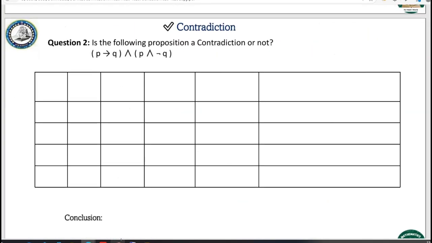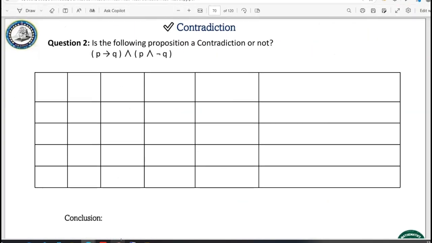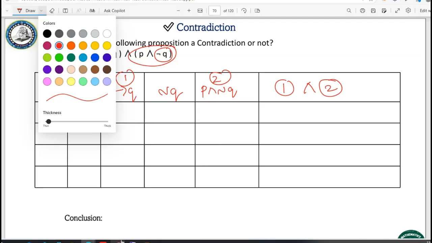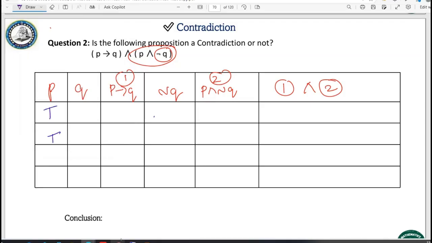Then next problem we have again. The next one is: is the following proposition a contradiction or not? We have to check. It is P and Q, P implies Q. Then the second bracket we have negation Q, and then P and negation Q. You call this as 1 and this as 2. Then we'll call it 1 and 2. We can write it like this. Now we just check the values and what answer we get. So here we have T T F F, and then it is T F T F.